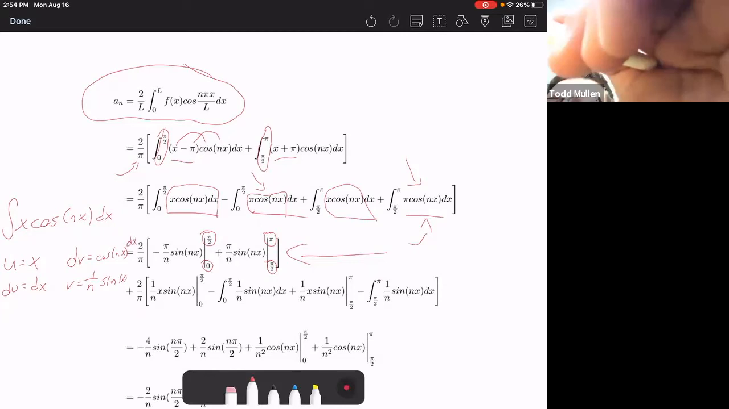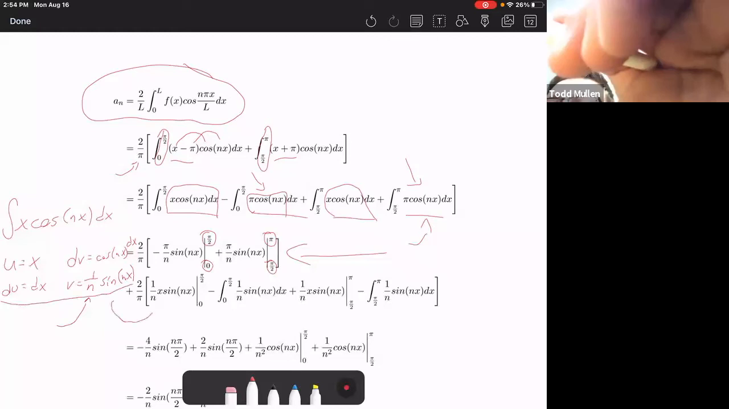If we want to check that, we would say, what is the derivative of 1 over n sine nx? Well, it would be cos of nx times n divided by n. So it would just be cos of nx, which is exactly what we want. So that's how you can do this in one step instead of the 2 steps from last video.